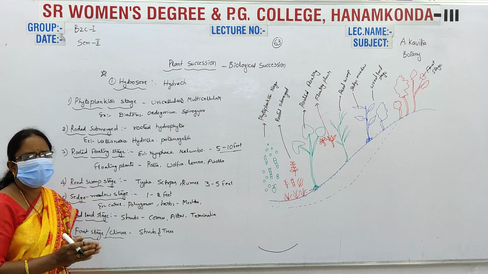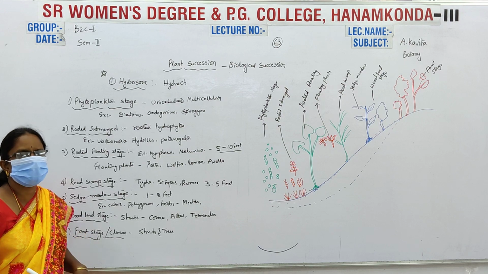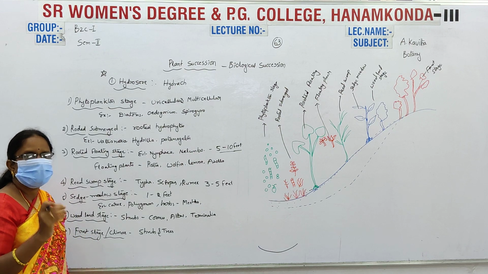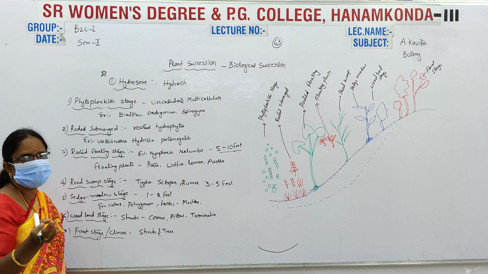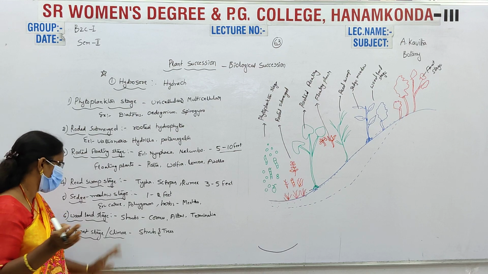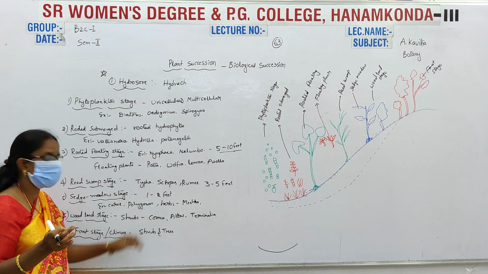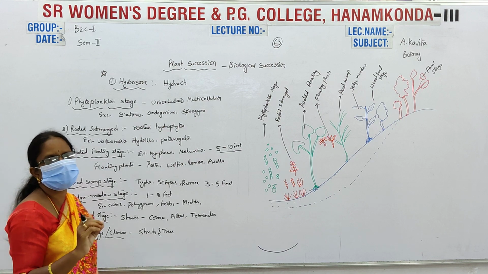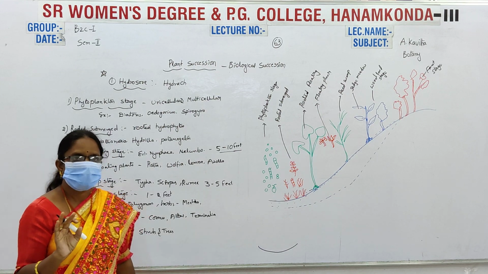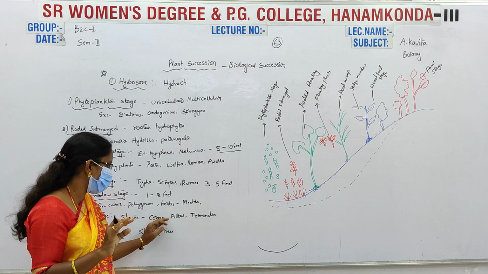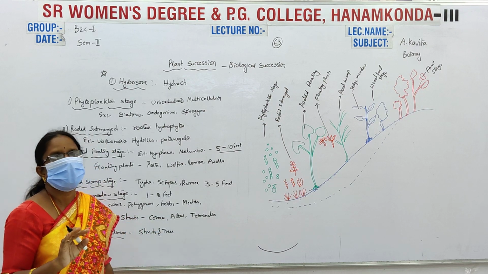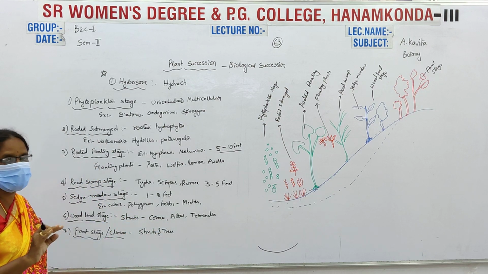In the woodland stage, the depth is completely decreased. The water completely disappears, and small shrubs are developed. Only soil is present. For example, shrubs, Cornus, Albus, Terminalia, and different types of shrubs are present.